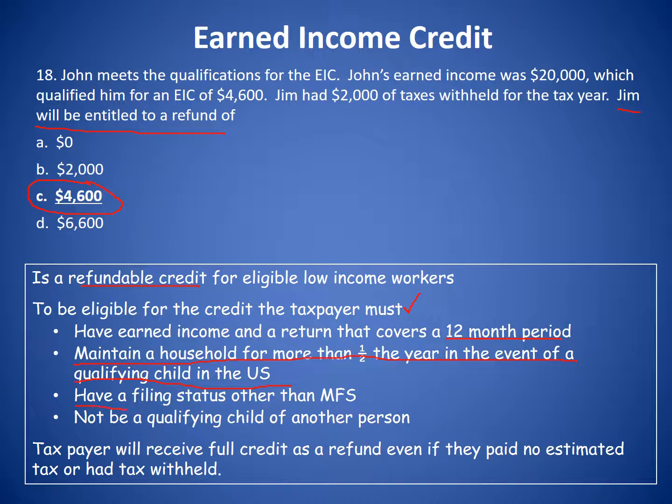You have to have a filing status other than married filing separately, and you cannot be a qualifying child of another person. And again, as I've mentioned before, the taxpayer will receive the full credit as a refund even if they paid no estimated tax or had tax withheld. So that's the answer to number 18. Now let's go on and take a look at another subject matter that we're going to talk about.